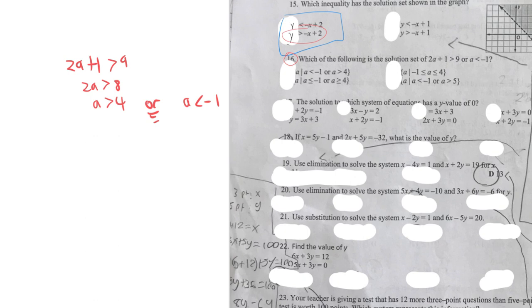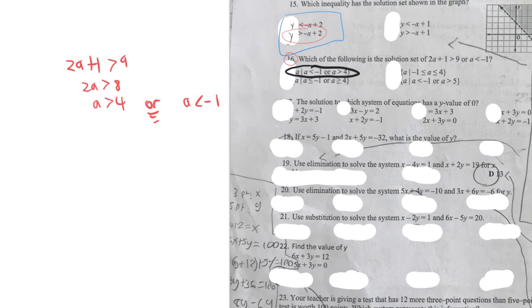So then the question is, which of the answer choices reflect that? So I like the word or here, right? Because we know it's an or. There's an or there, which is helpful to know. So a is greater than 4. That's present here, and a is less than negative 1. So it certainly looks like this is the answer. Okay, so that's that one.